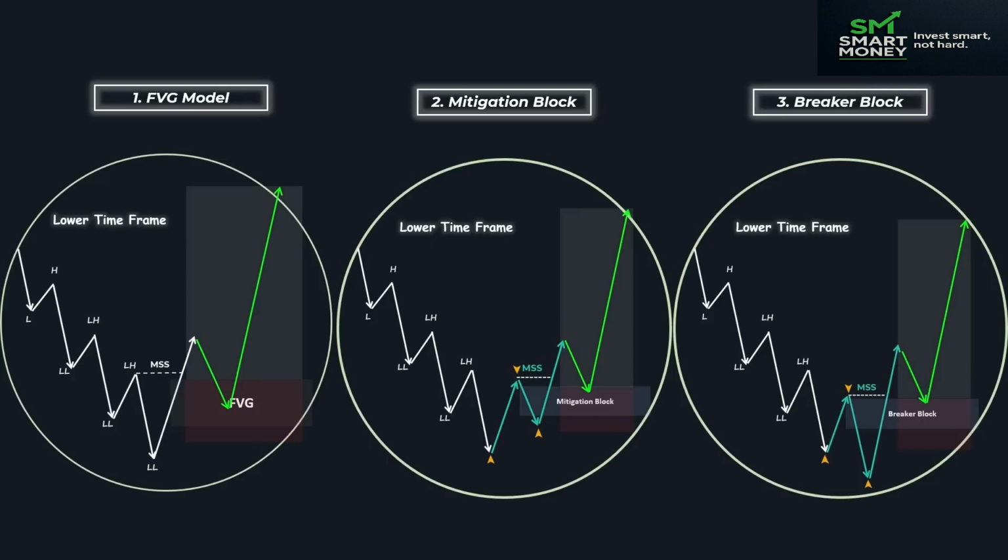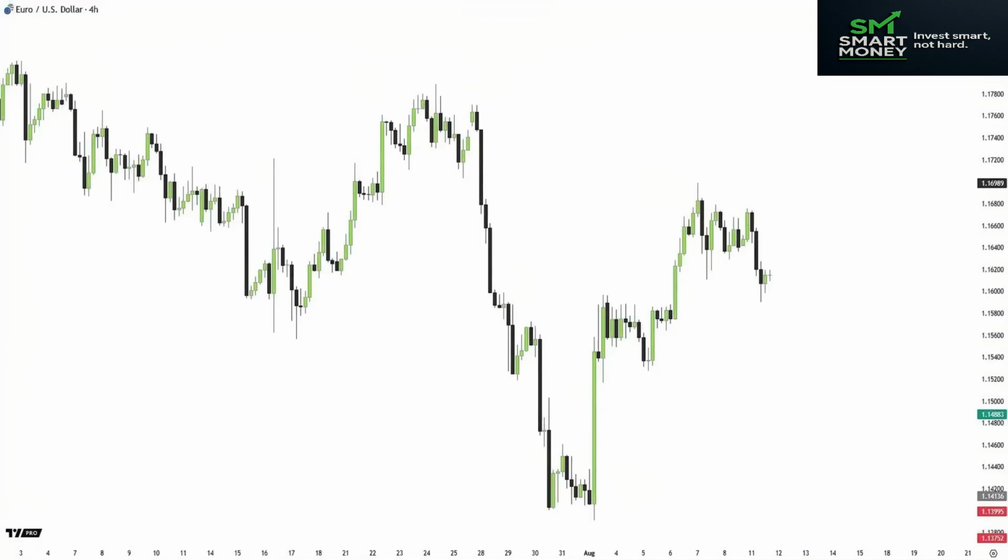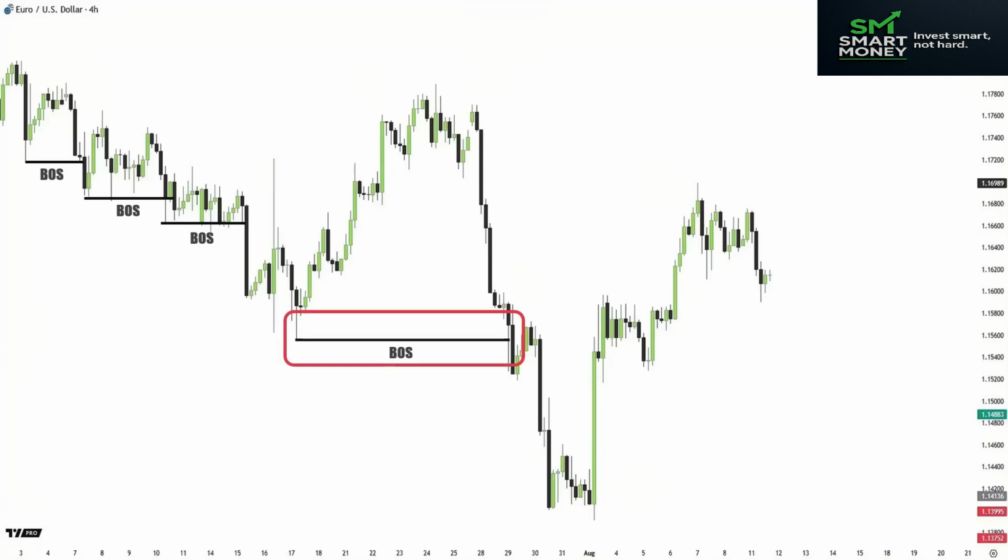Now let's break down this trading setup with a real trade example. Here we have the Euro-Dollar 4-hour chart on the screen. As you can see, price is in a strong downtrend, and bears are clearly in control, since the market has already created multiple bearish breaks of structure, more than 2 for sure. This tells us that the expectation is for the price to continue lower, and our focus should be on looking for short opportunities. The most recent bearish BOS is located right here.